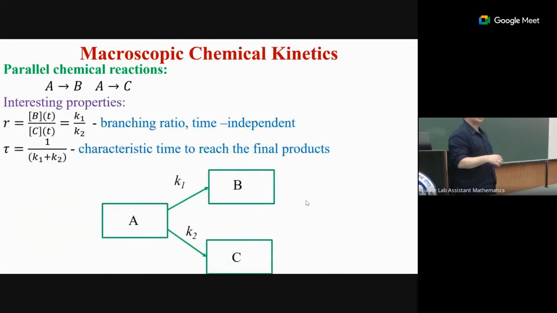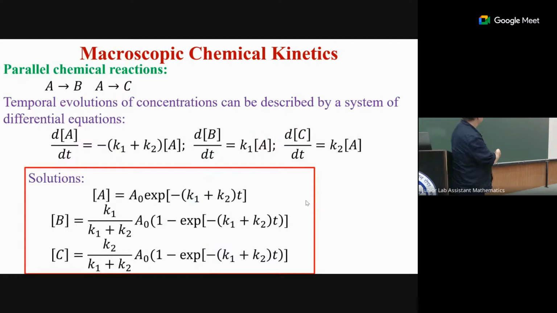And let me show you the additional what you can do with this reaction. For example, this reaction has a very interesting property. Suppose you can simultaneously monitor compound B and compound C. The ratio of these two compounds at any time is independent of time, known as the Branching ratio. This comes from this solution.